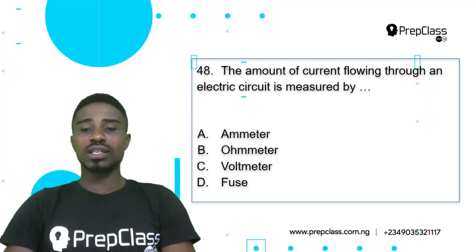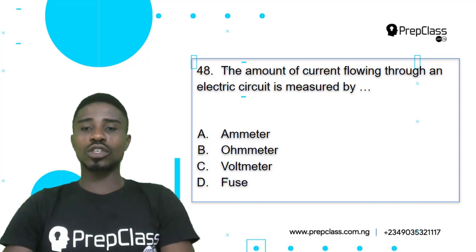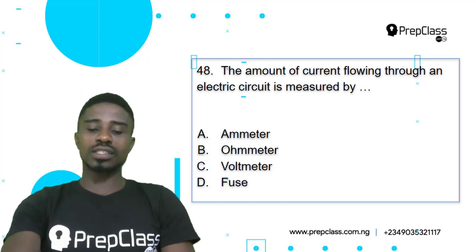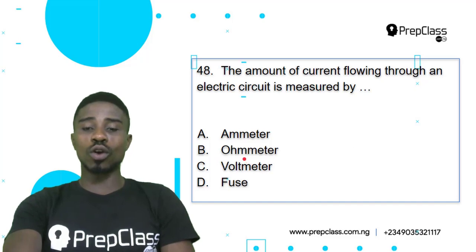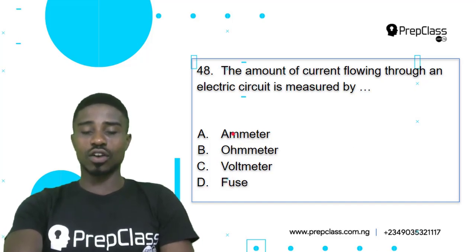Question 48. The amount of current flowing through an electric circuit is measured by A, ammeter, B, ohmmeter, C, voltmeter, D, fuse. For us to carefully select the correct answer, we need to know the use or the function of all of these options, then we can best select the correct answer. So we are going to be looking at the definition or the use of all of these, and that will aid us in selecting the correct answer.